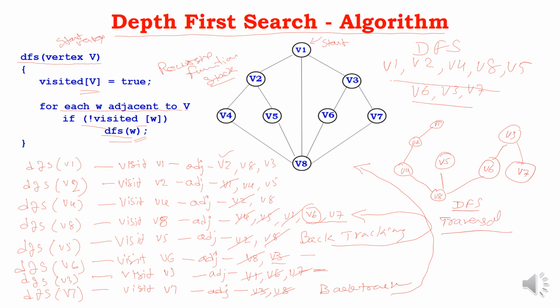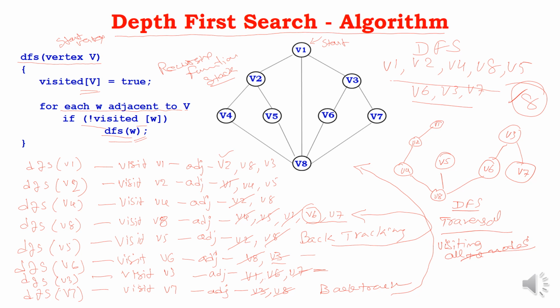Traversal is nothing but visiting all the nodes. We have visited all the nodes. See here, there are 8 vertices. All 8 vertices are visited. So 8 vertices have been visited.